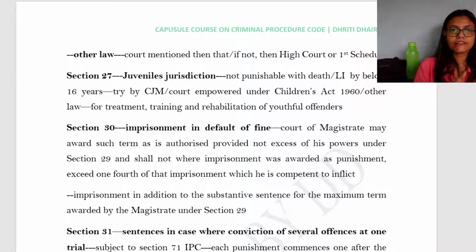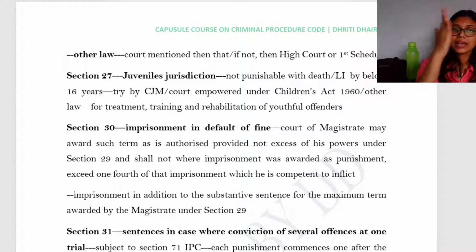And secondly, if there was an imprisonment awarded as a punishment, then it should not exceed 1/4 of that particular imprisonment which he was competent to inflict. And this imprisonment in default of fine always runs in addition to the previous imprisonment, in addition to the substantive sentence that was given by the magistrate under section 29.